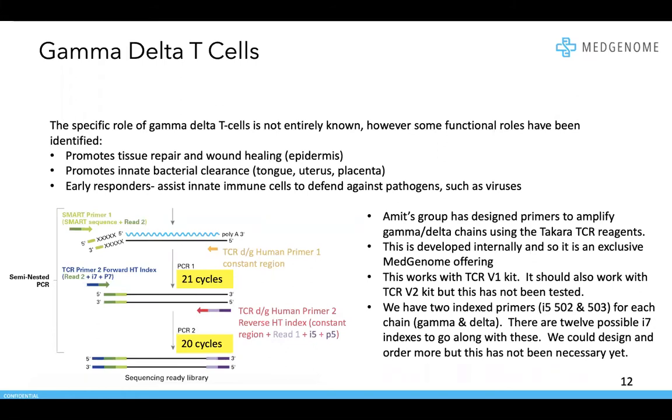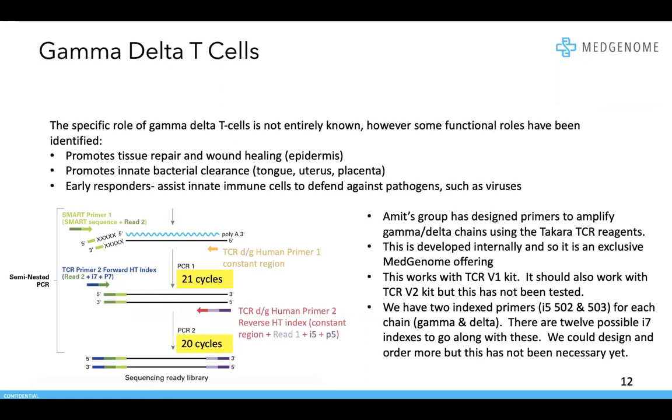Their role isn't too well known, but some of the things that have been documented are that gamma delta T cells play a role linking the innate and adaptive immune system. They can act as early responders to pathogens such as viruses or bacteria. They can be found in the tongue, uterus, and placenta. They promote tissue repair and wound healing in the epidermis. So they serve very unique functions.